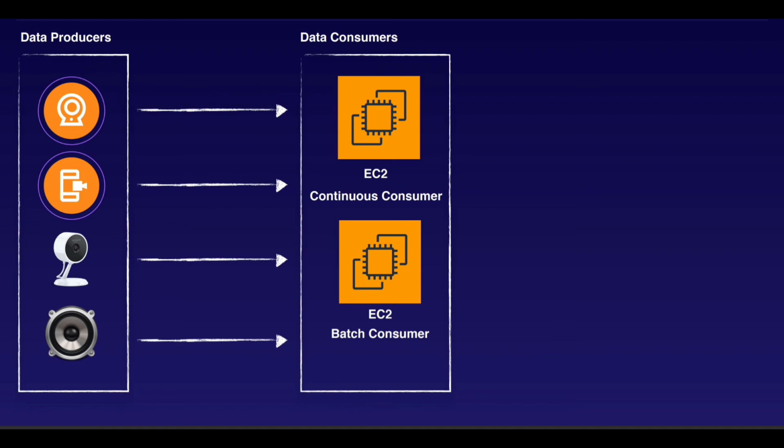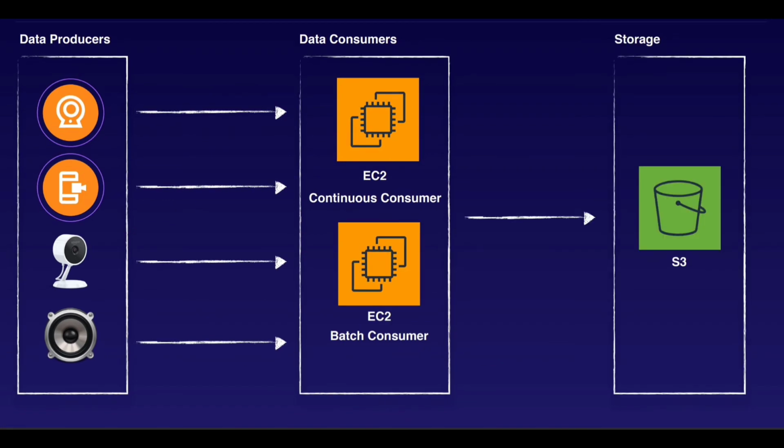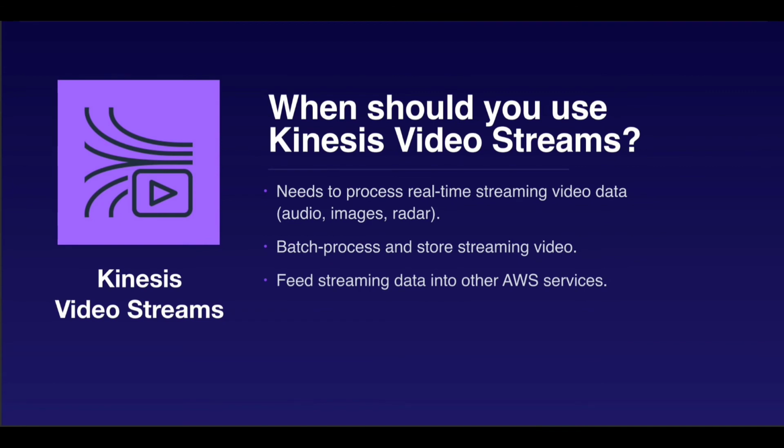Now, once we process or consume that data, we can always store it off into S3 and then consume that data and process it and analyze it however we see fit. For instance, for our machine learning models. So let's answer the question, well, when do we need to use Kinesis Video Streams? Well, when we need to process real-time streaming video data or audio, images, or things like radar. If we wanted to do batch processing and store streaming video, then we could use Kinesis Video Streams.